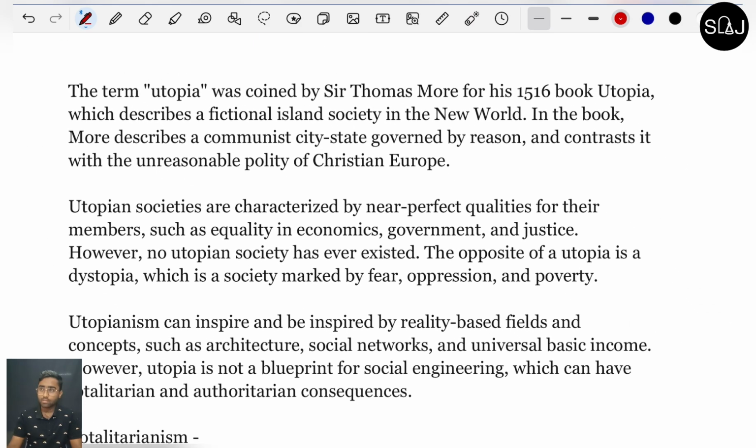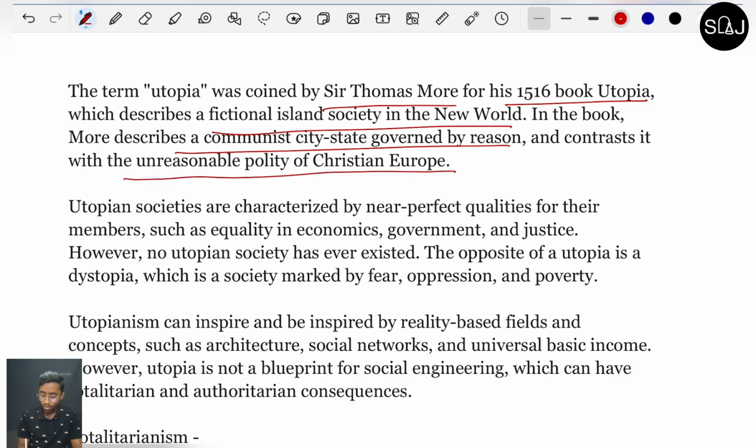Now, what is the term utopia? The term utopia was coined by Sir Thomas More for his 1516 book Utopia, which describes a fictional island society in the New World. In the book, More describes a communist city state governed by reason and contrasts it with the unreasonable polity of Christian Europe.